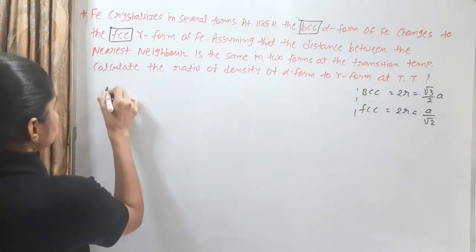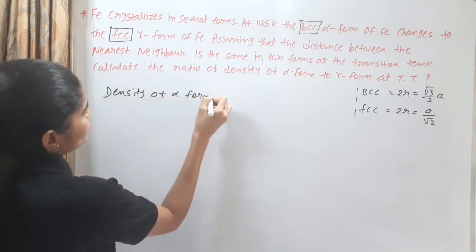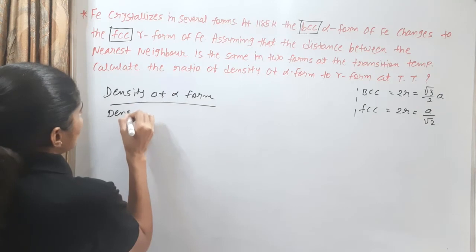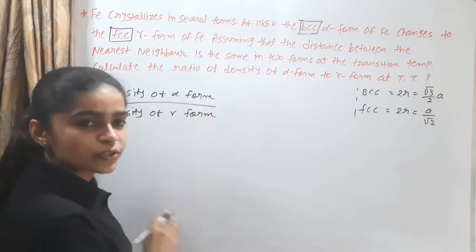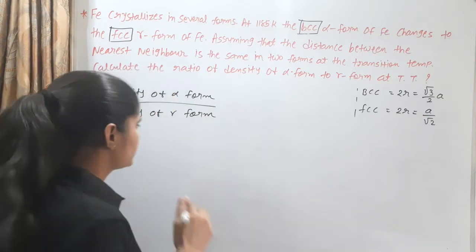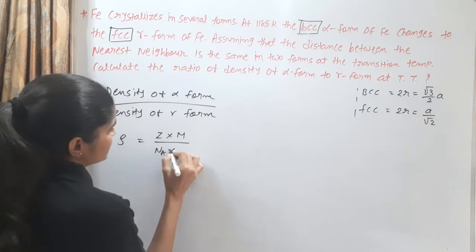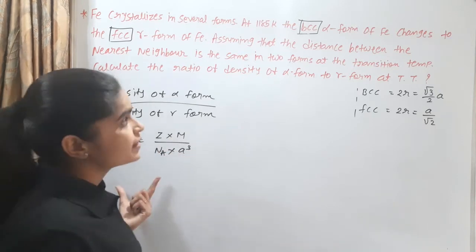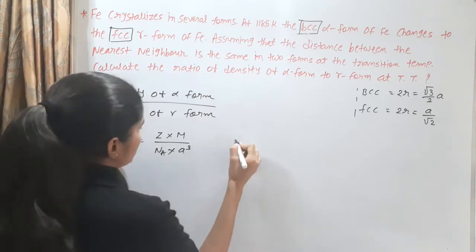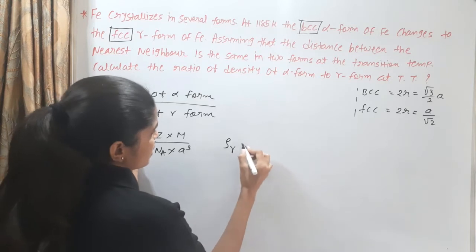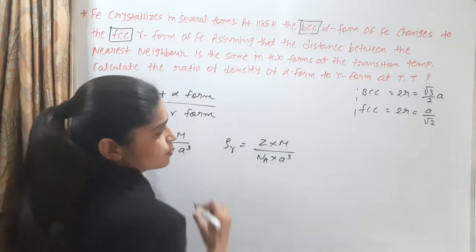We calculate the density of alpha form to density of gamma form. We know how to find the density: density is equal to Z times M upon Na times a cube. This is the density for the alpha form, and this is for the gamma form. So Z times M upon Na times a cube.